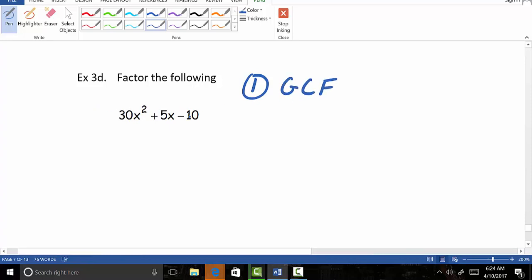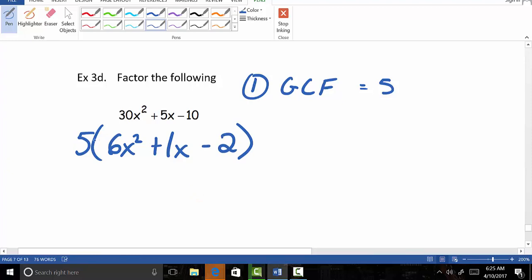When we look at these three numbers, we notice that they are all evenly divisible by the number 5. So in this case, we do have a greatest common factor. It is 5. If we have 30 and we divide it by 5, we end up with 6x squared. If we have our 5x and we factor out a common factor of 5, we end up with just positive 1x. And if we have that factor of negative 10, and we factor out 5, we end up with negative 2. So just factoring a 5 out of all three terms, we end up with 6x squared plus 1x minus 2.